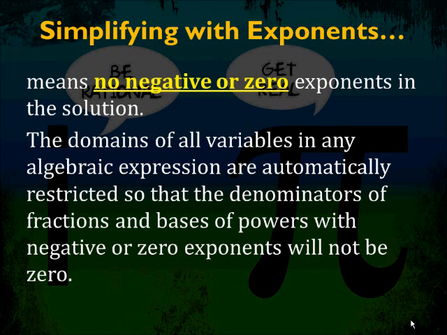Simplifying with exponents. This means that in your final answer you do not have any negative or zero exponents in the solution. So the domains of all variables in any algebraic expression are automatically restricted so that the denominators of fractions and bases of powers with negative and zero exponents will not be zero. So what you want to do is make sure all the negative exponents are positive, which means if you have something like x to the negative 2, you rewrite that as 1 over x squared. If you have x to the 0, you just convert that to a 1. Let's see how this works.